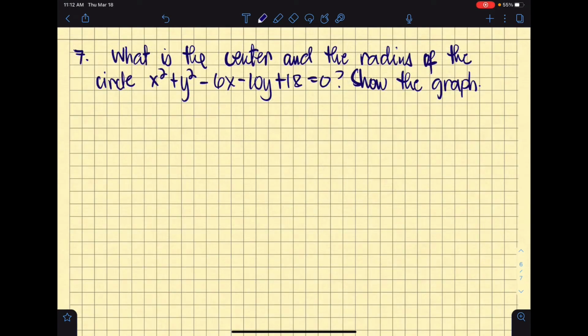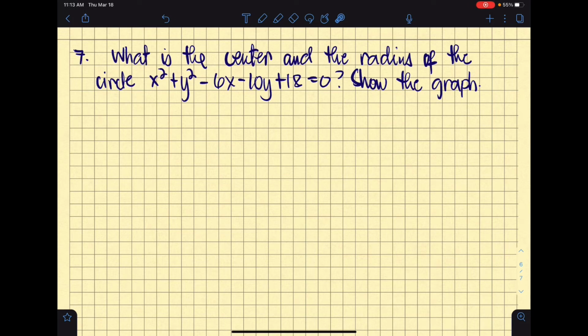Item number 7. What is the center and the radius of the circle x squared plus y squared minus 6x minus 10y plus 18 equals 0? And then you're going to show the graph later. So we have a problem in this item because we cannot easily identify the values of h and k from the equation, and of course the radius, because as we see, the given equation is not in standard form but in general form. So obviously, the task is to transform this given equation from general form to standard form.